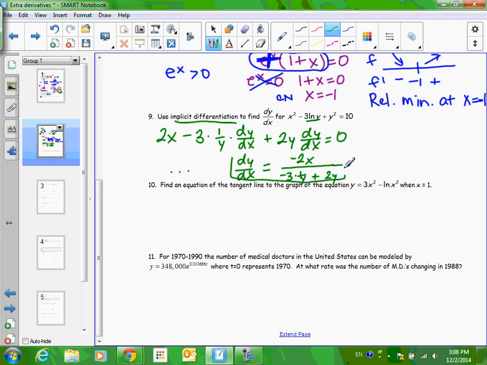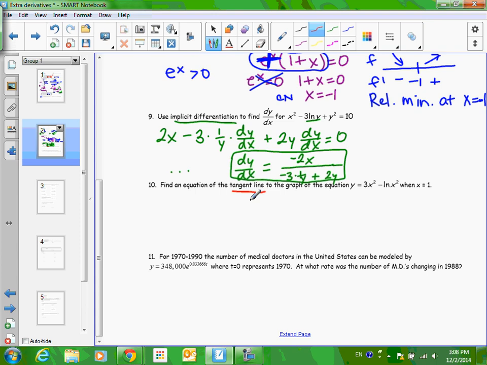Okay, compare your answer with mine. And I'll put a little ... here because I did not show all the steps. All right, so let's move on to another problem. Number 10, equation of a tangent line.